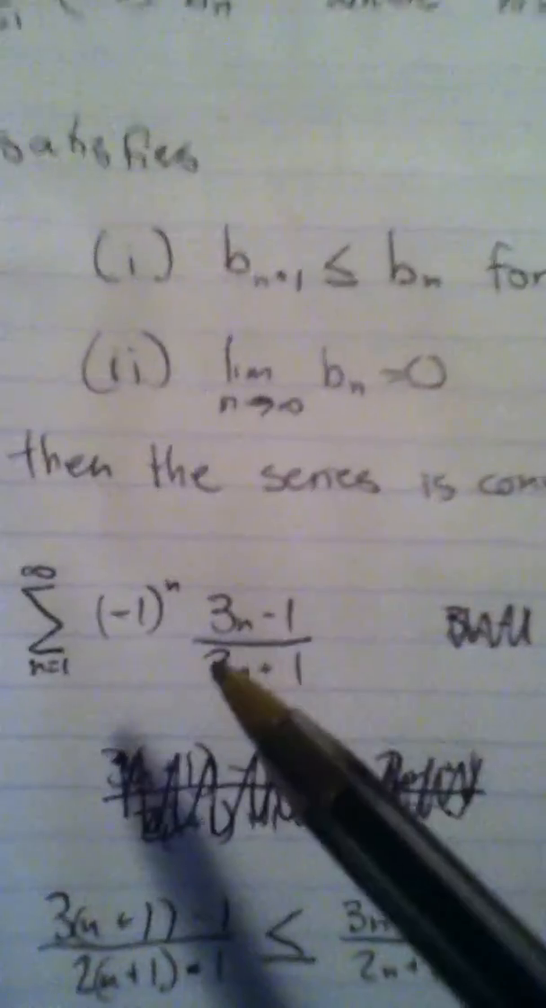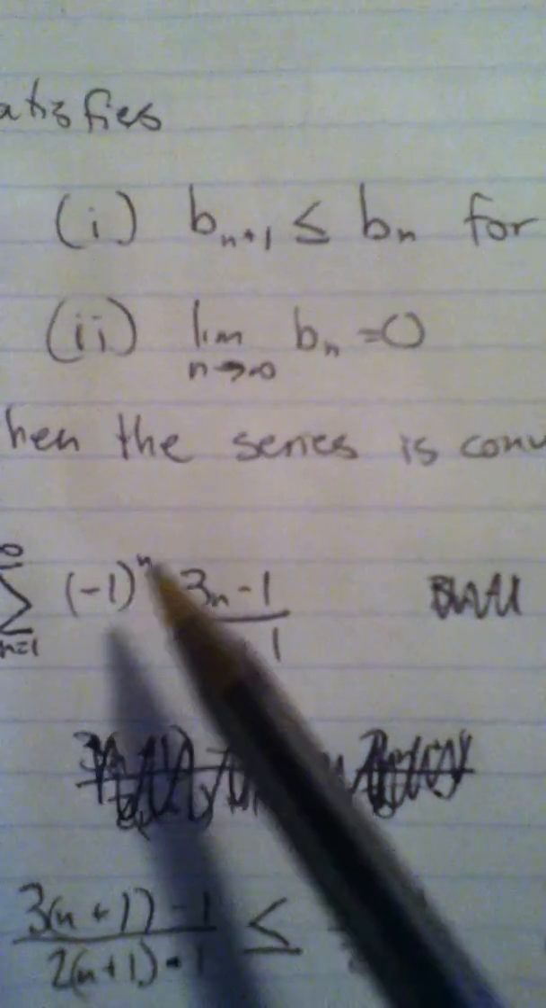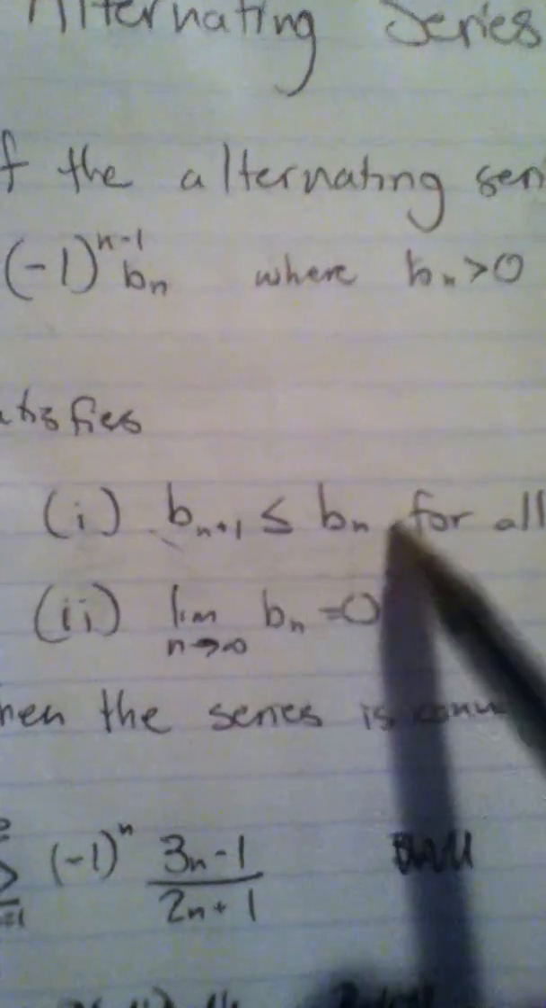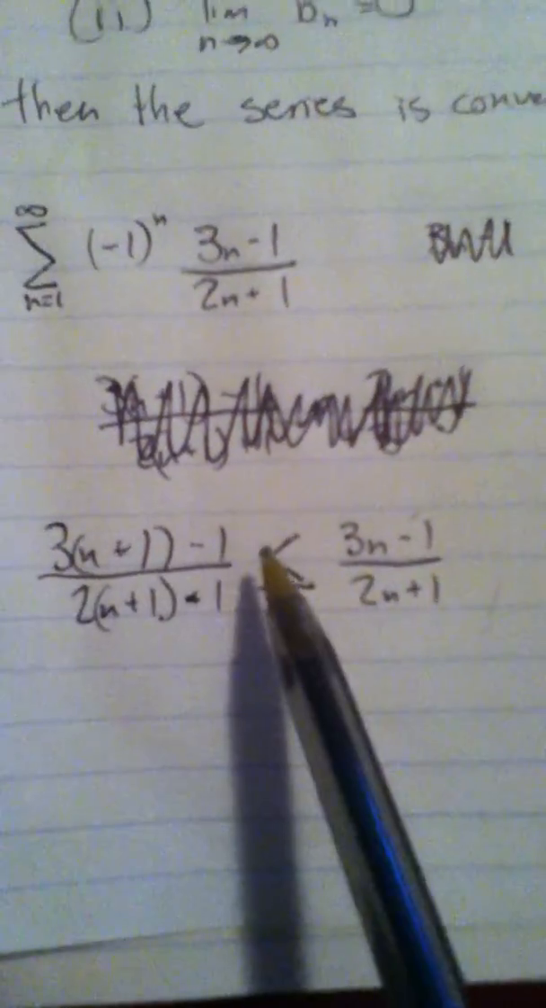So our first example here is the alternating series 3n minus 1 over 2n plus 1. So let's look at the first part of our test: b sub n plus 1 is less than or equal to b sub n. So if we put that in, it's pretty non-apparent whether this is true.